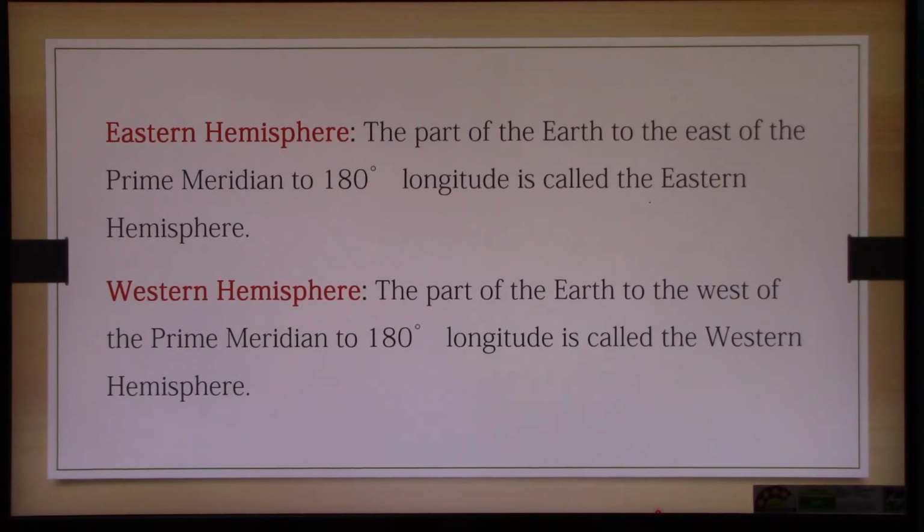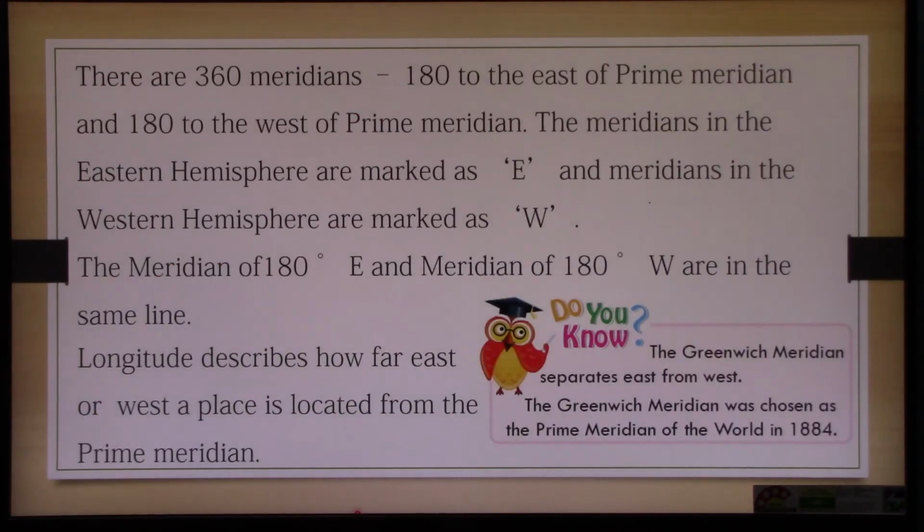So we go 90 degrees from the eastern side and 90 degrees from the western side, so it makes it 180 degrees. The western hemisphere is exactly the same. The part of the earth to the west of the prime meridian to 180 degrees longitude is called the western hemisphere. Now how many meridians are there which I am talking about? There are 360 meridians: 180 to the east of the prime meridian and 180 to the west of the prime meridian.